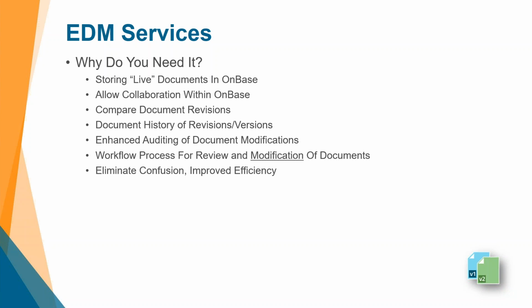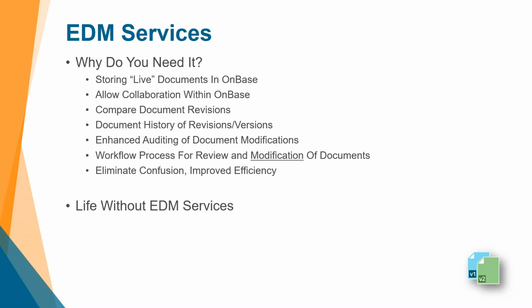Just outside of OnBase, with file shares, yeah, people can collaborate, but people can always make copies of documents. So now what's the right copy? Is this the right folder? Is this the right location? If everything's all in OnBase with EDM services turned on, with the versions and revision control, you can ensure that your users are viewing the appropriate version of that document.